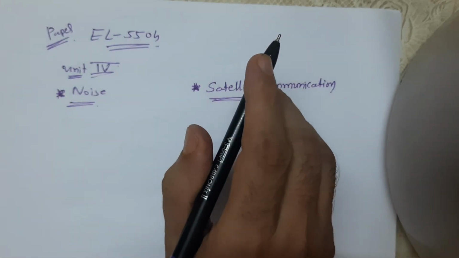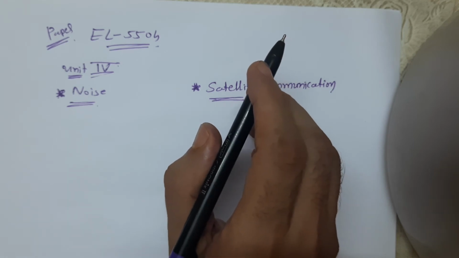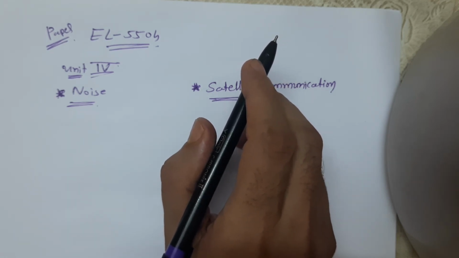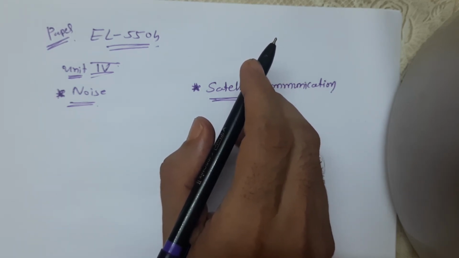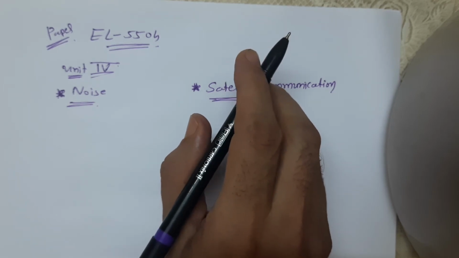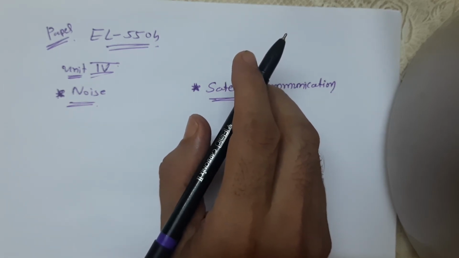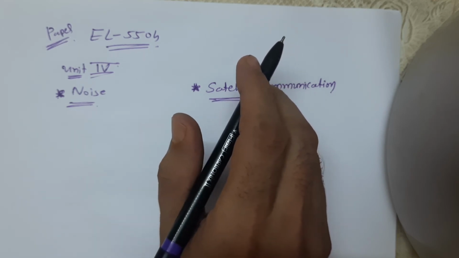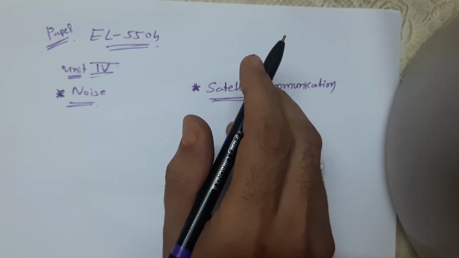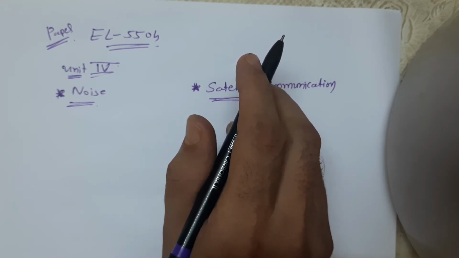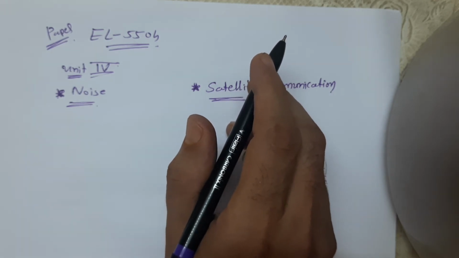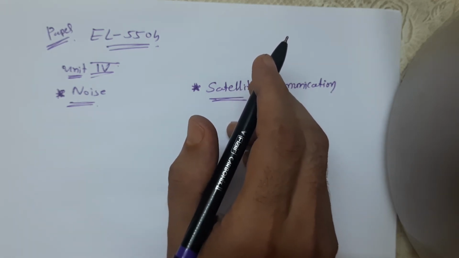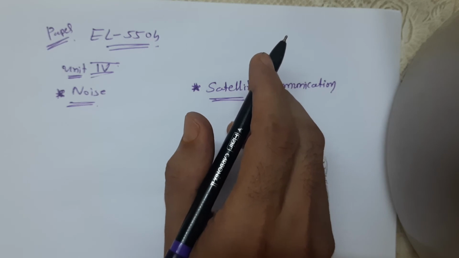Now in noise, you know what noise is: the unwanted signal. Whenever you are using TV or radio or any communication instrument, there is an unwanted signal which you can hear, and this is nothing but what is known as noise. How is this noise produced, and what are the types of noise? There are a number of types of noise.